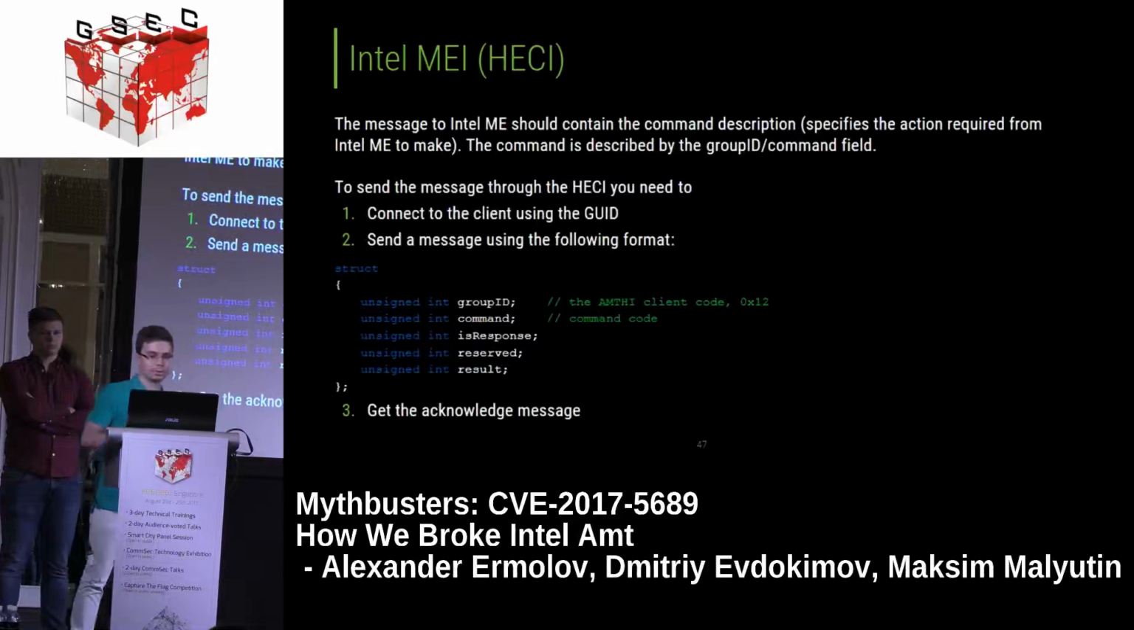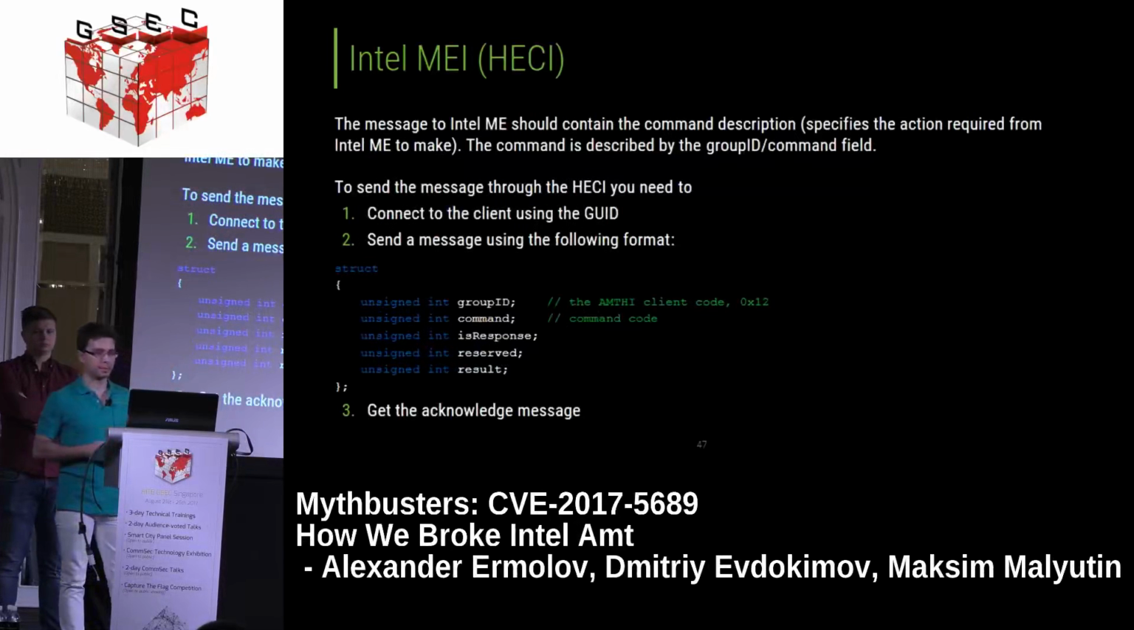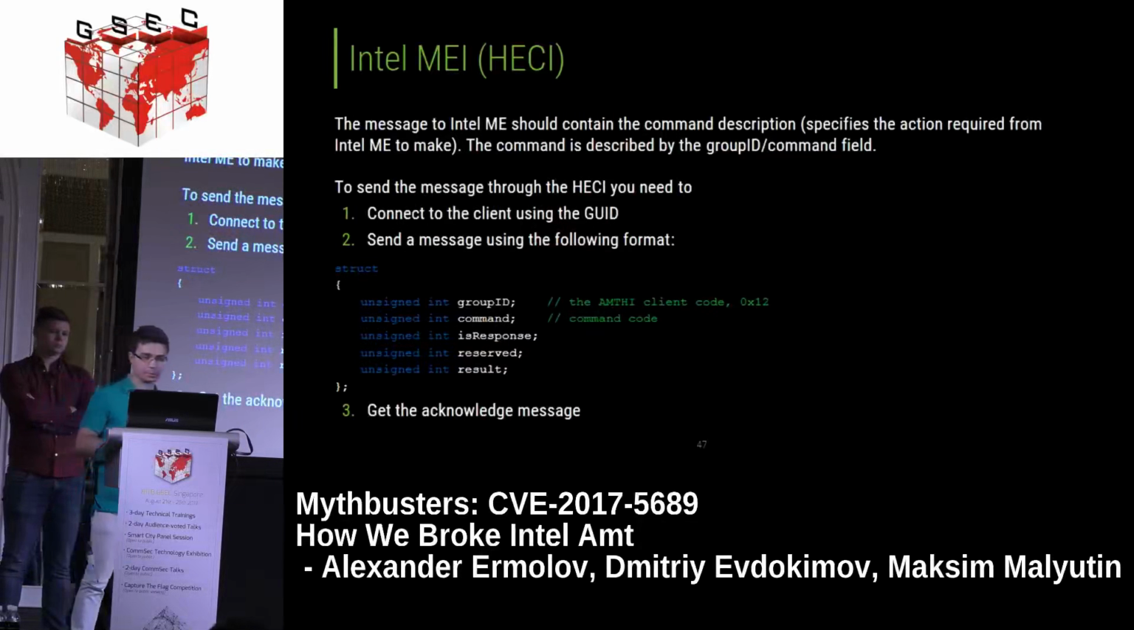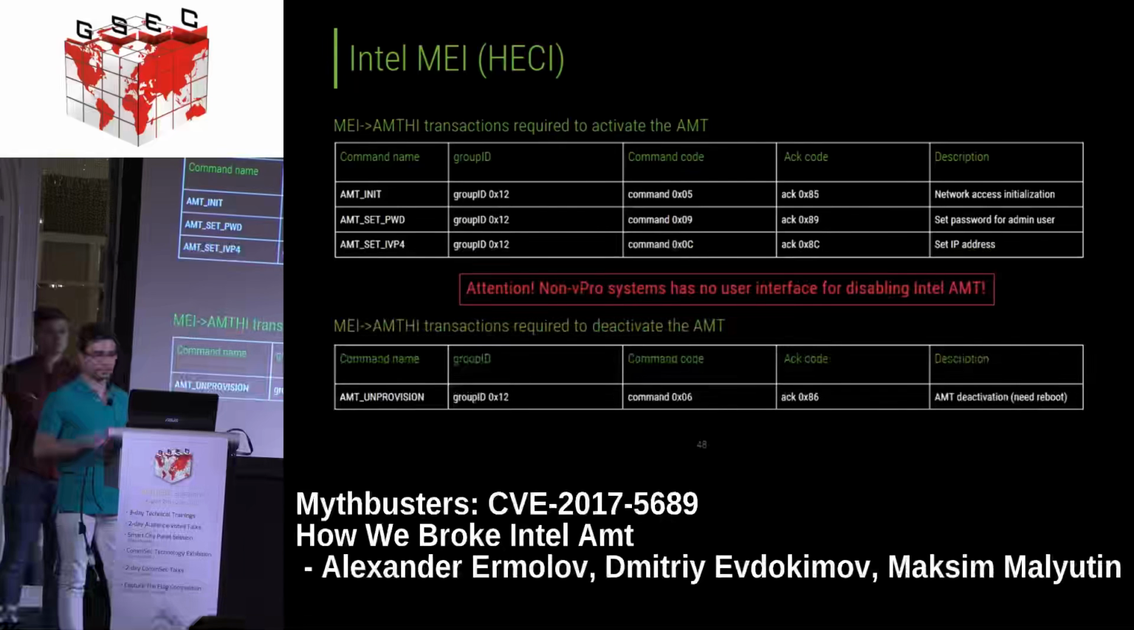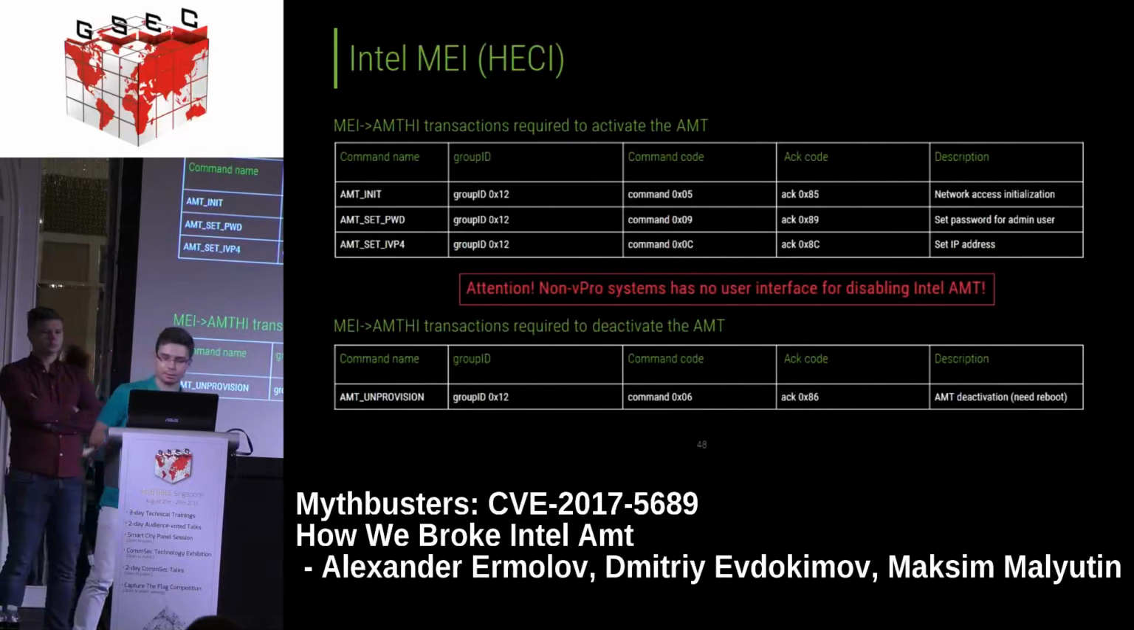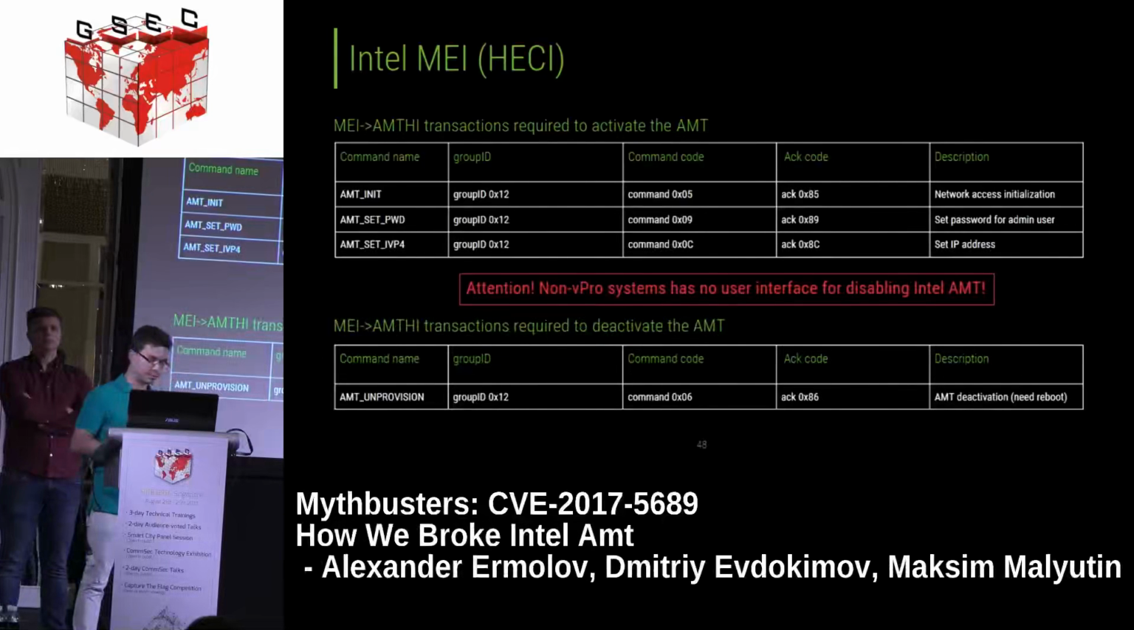As you can see, the messages have the group ID field, meaning the command group identifier. Each group has a specific set of commands, so we should specify the group ID, command code, and the ID of the client, and send these messages one by one to configure Intel AMT. After sending each message, don't forget to receive the acknowledge.